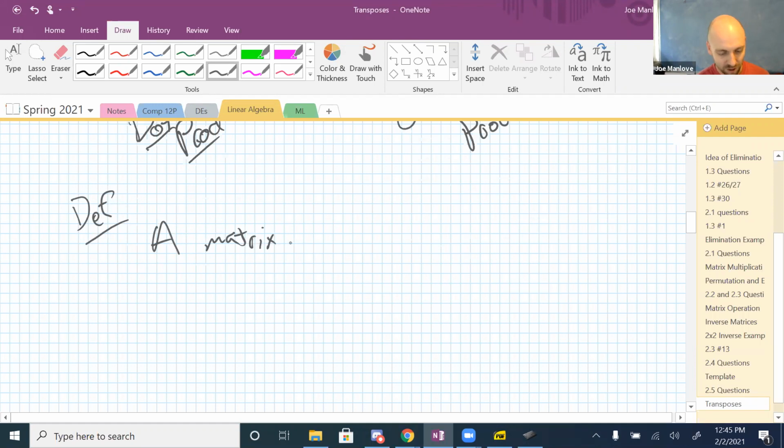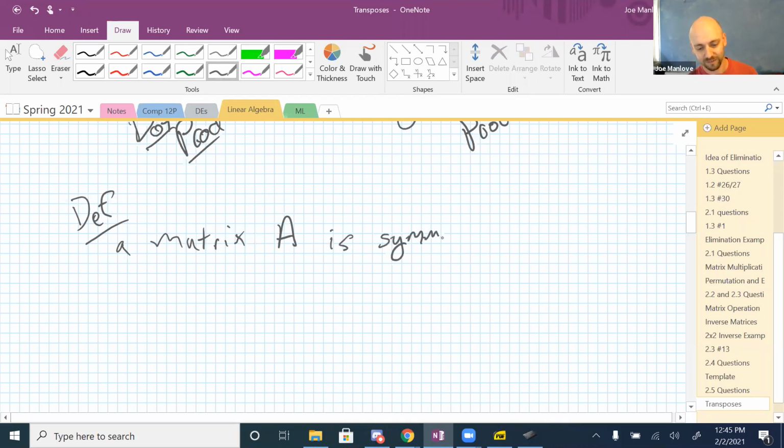So a matrix... that got weird. How about this: a matrix A is symmetric if A transpose is A.